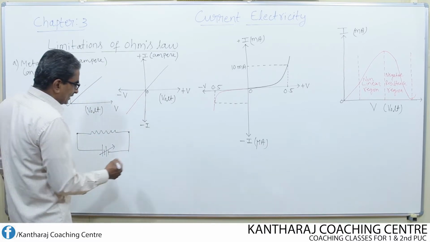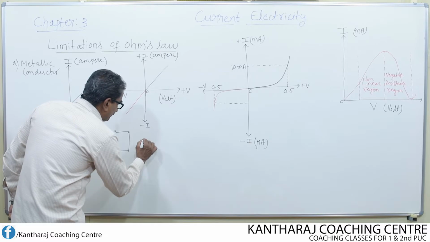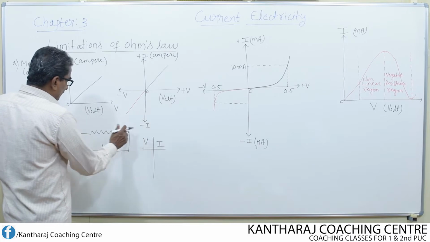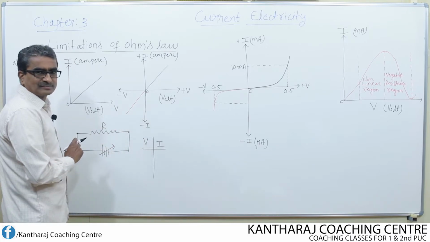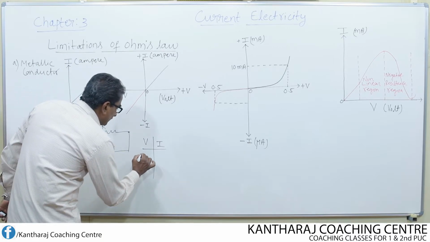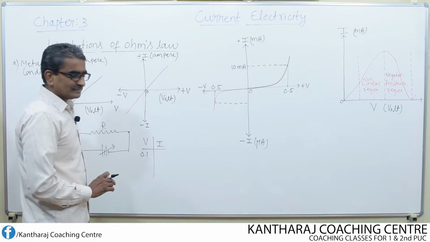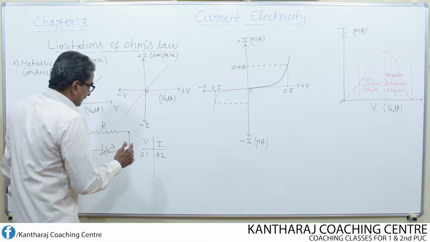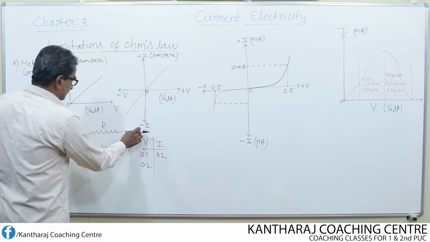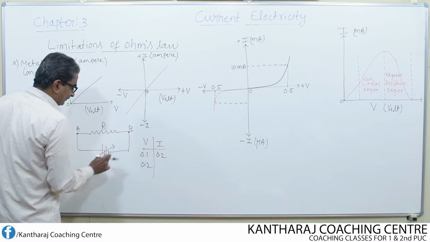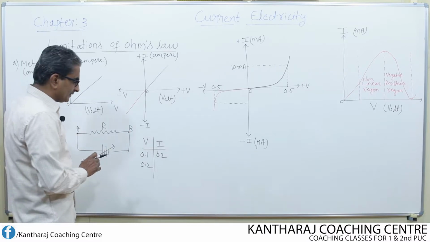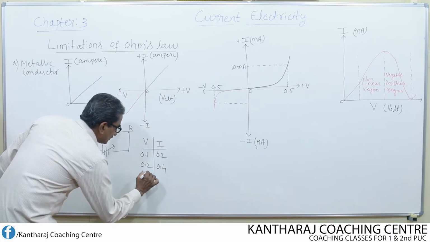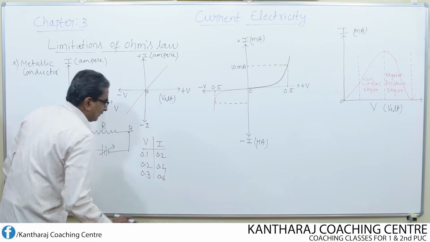Now let us make one simple tabular column: voltage, current. Between the two ends of this resistor, if I apply a potential difference of, let us say, just 0.1 volt, then let the current for this be 0.2 ampere. Now again, I vary the potential difference between the two ends A and B of the wire by operating this power supply. Now the current may be 0.4 amp. Again, I vary this to 0.3. Now current may be 0.6.